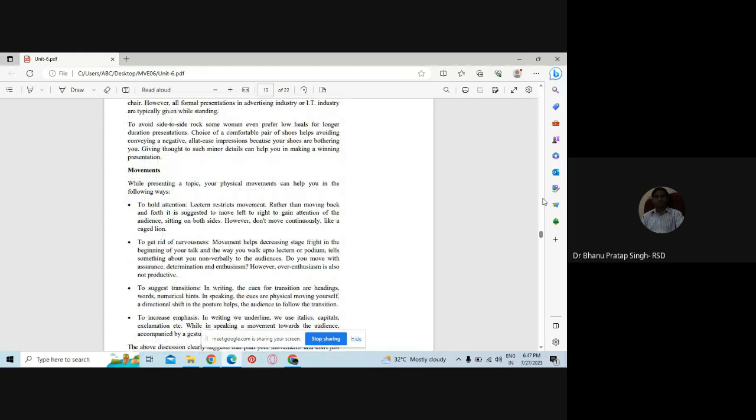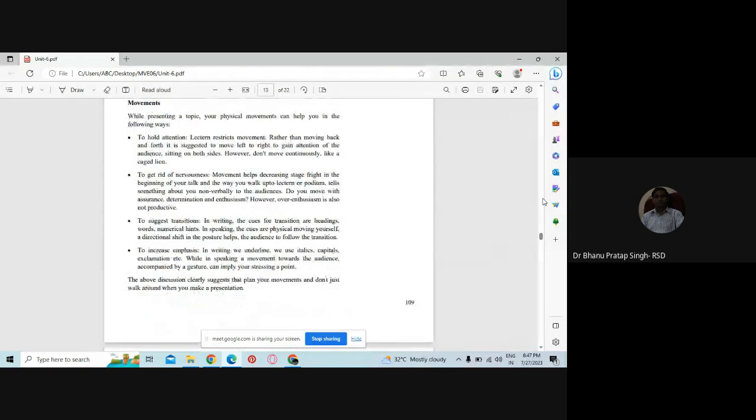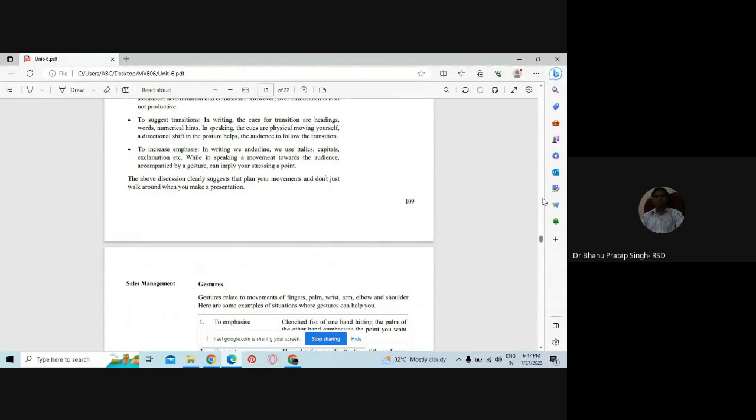One is to hold attention, to get rid of nervousness. There should not be any nervousness in the communicator or presenter. To suggest transitions, to increase emphasis. These are the movements that the presenter has to take care of.